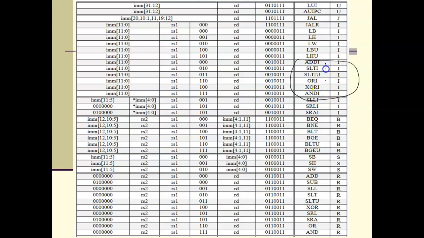1, 2, 3, 4, 5, 6. Look, there's 6 of them, and all these values have the same opcode. So I'm going to try to fit it in with that opcode, and I'm essentially going to add 2 more. The way it differentiates these 6 instructions is with this func3 code.